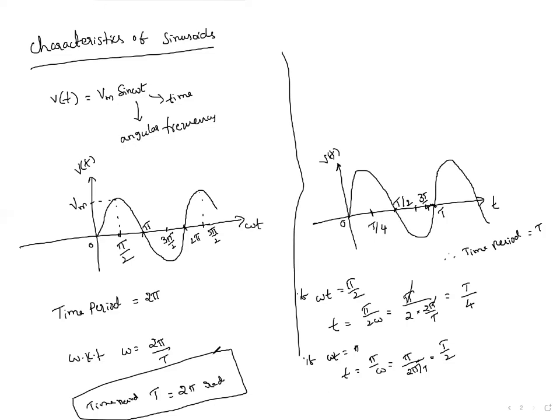Time period is 2 pi radians for the sinusoidal waveform. And we know that omega is equal to 2 pi by T. And we also know that within capital T seconds time, this T seconds time is equal to 1 complete cycle. Correct? 1 complete cycle.